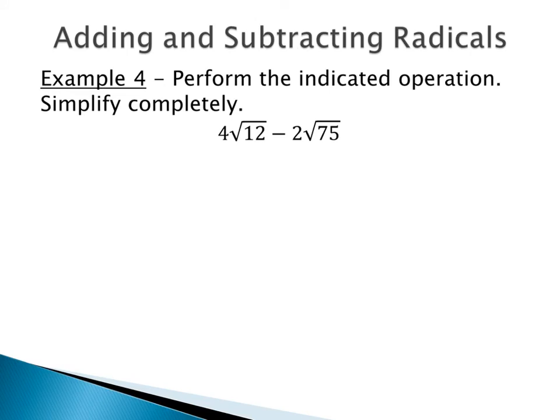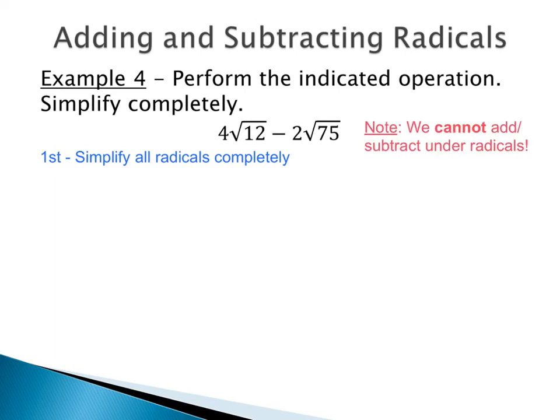Finally, we just want to walk through an example of adding and subtracting radicals. The steps are the same no matter if you're adding or subtracting. Your first step here is that you need to simplify the radical first. Think of adding and subtracting radicals as combining like terms. We cannot add or subtract under a radical. We need to have like radicals in order to add or subtract, which means we need to simplify first.